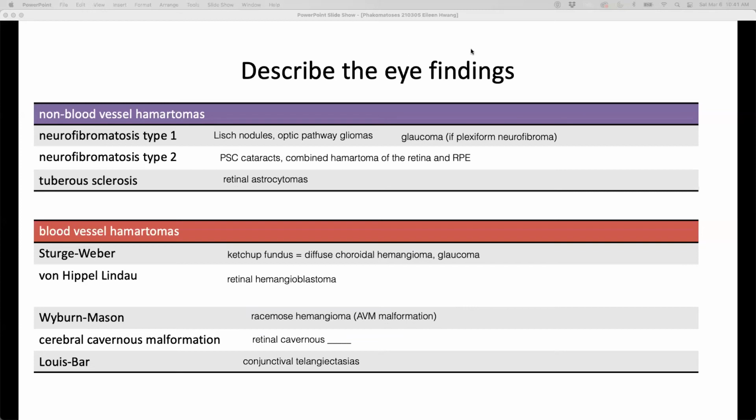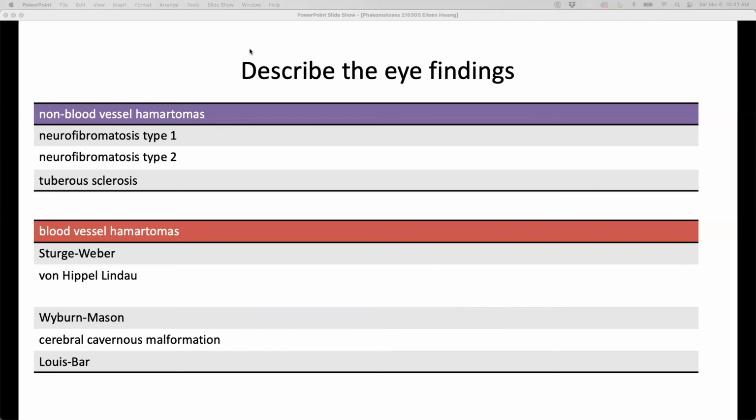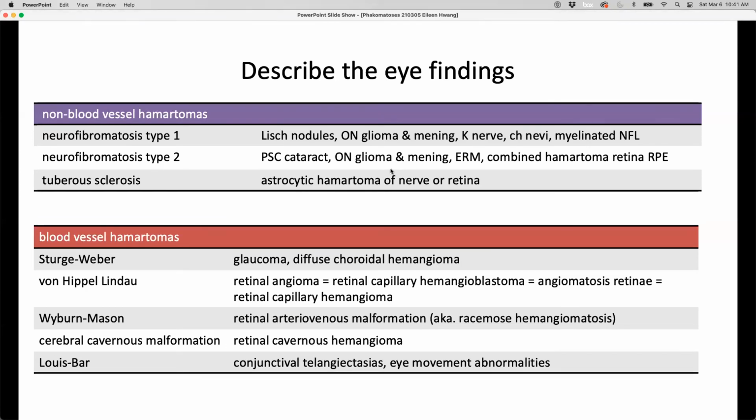All right, let's clear this out and see what I said last night at 11:30. In NF1, they also get prominent corneal nerves and then multiple choroidal nevi, as well as myelinated nerve fiber layer. They can also get meningiomas of the optic nerve. And then in tuberous sclerosis, the astrocytic hamartoma can happen on the nerve, as well as on the retina.